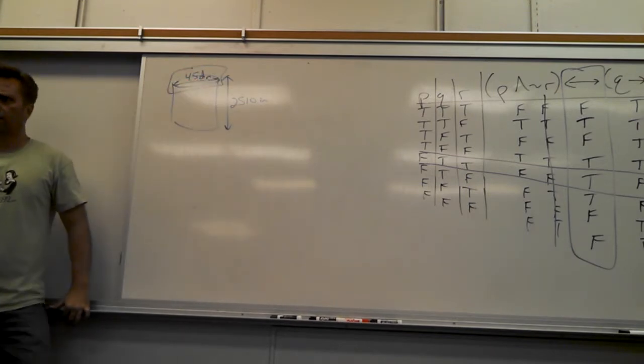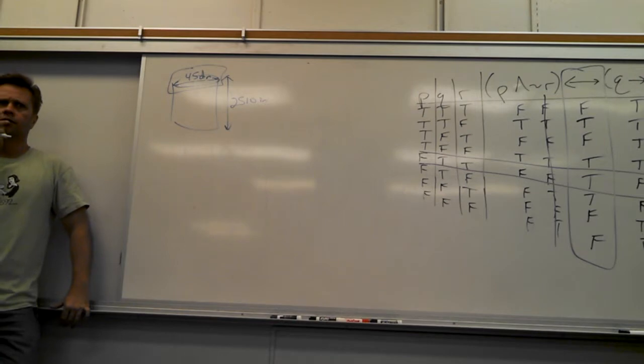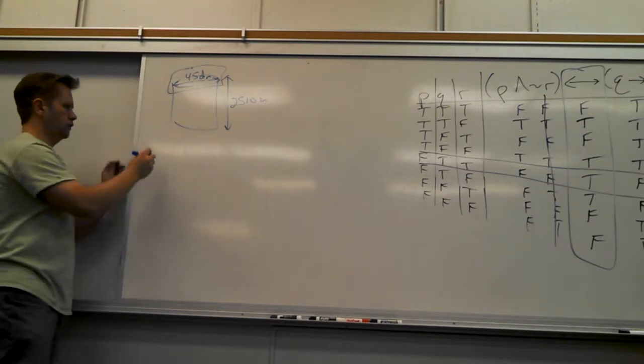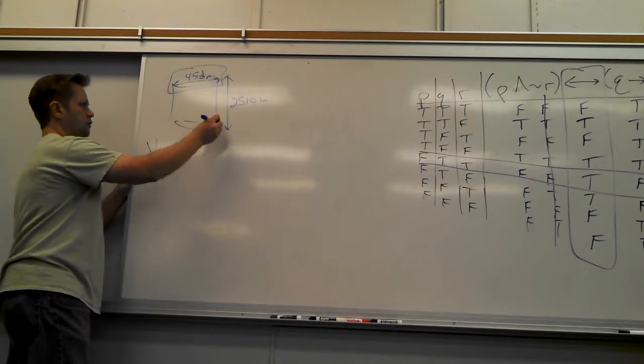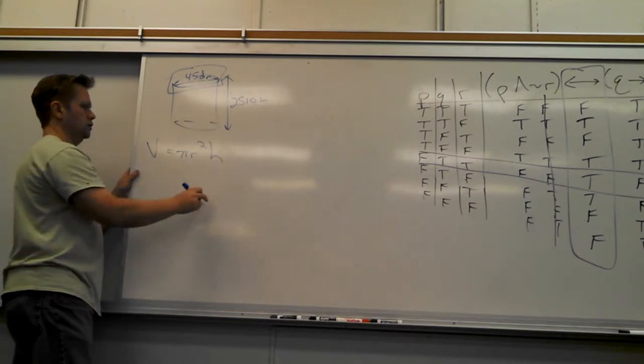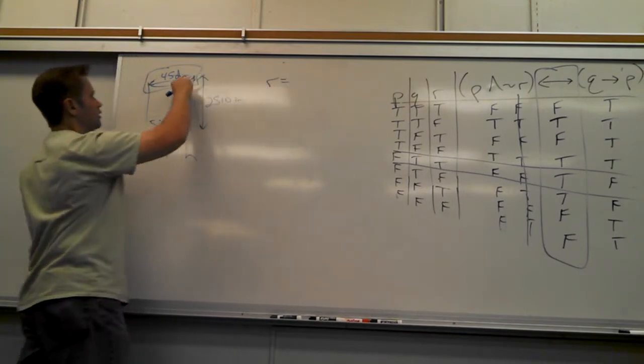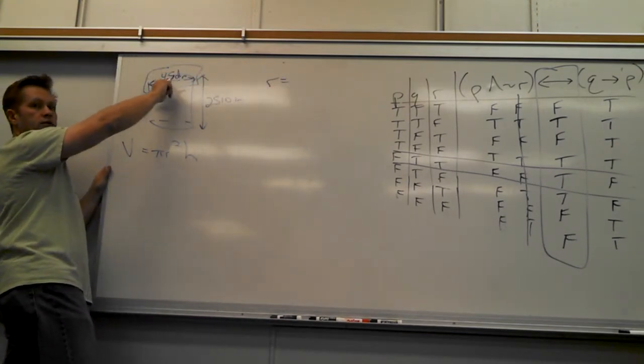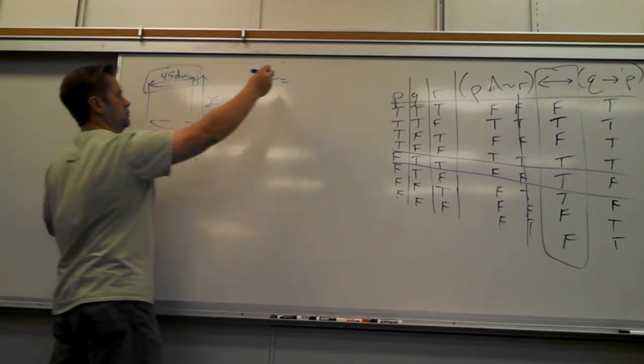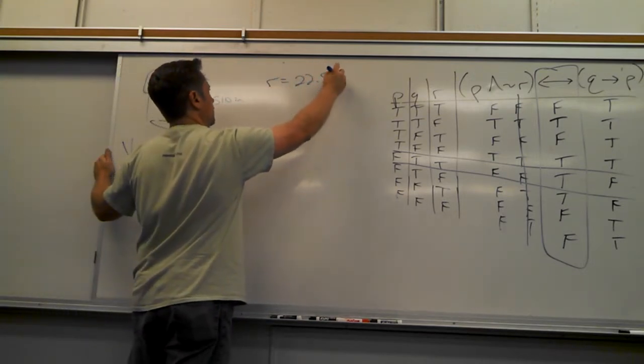That 45 number. Why is that not quite what I want? The formula needs radius. Yeah. So the formula, area of the circle is pi r squared times h. So I need the radius. So the radius in decimeters would be, what do I do to this to get the radius? Half of it. So 22.5 decimeters.